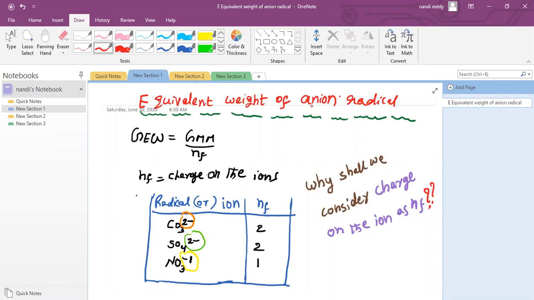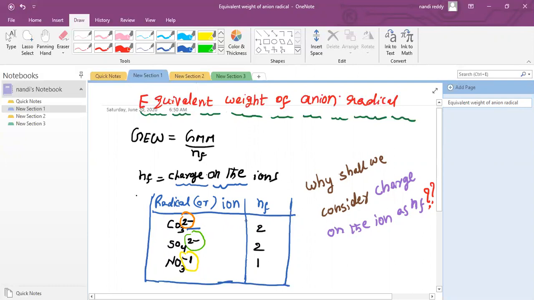Most teachers explain equivalent weight equals gram molecular mass by n factor. For anion radicals, n factor equals the charge on the ions. This is common, but how is it considered? Why do we take the charge? Shall we derive the same thing from our basic definition? So we'll get it from the basic definition.